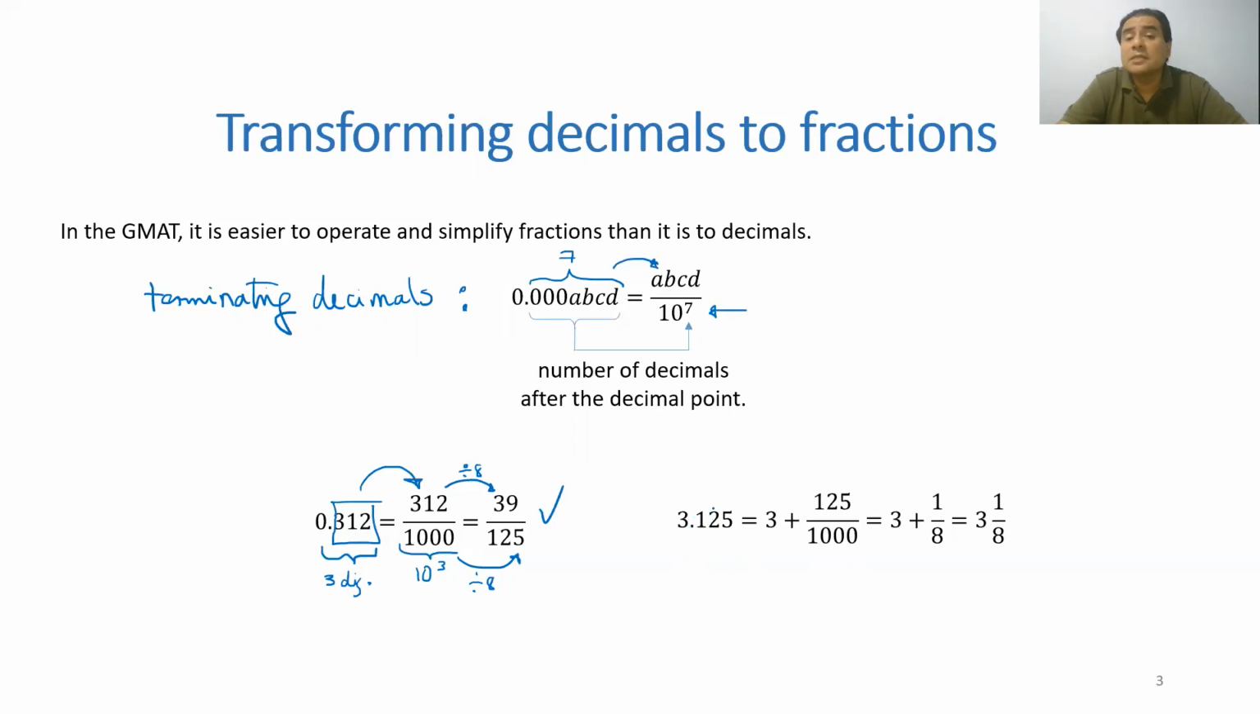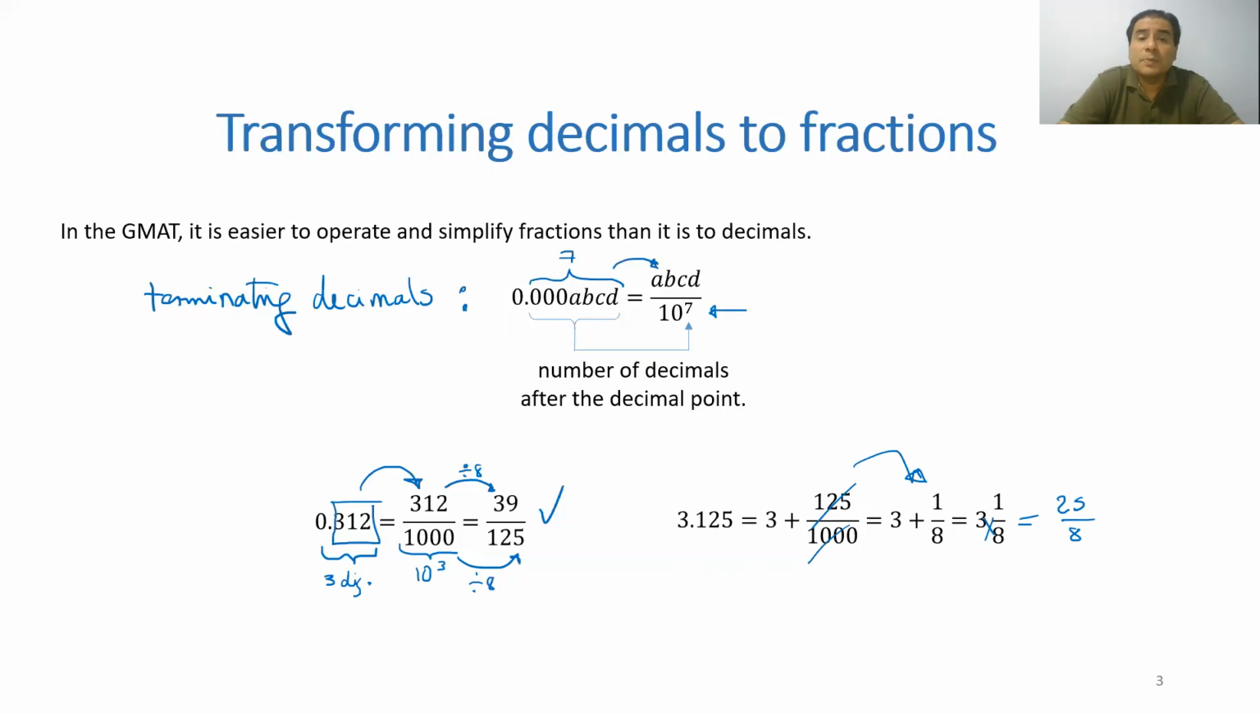Into the two parts. So the pure decimal, which is 0.125, you will convert into a fraction separately, and then you can put them together, because 125 over 1000 gives you 1 over 8. And if you then put it together with the 3 extra units, 3 units plus 1/8, the cross product is 3 times 8 plus 1, which gives you 25 over 8. Okay, so that's it for transforming decimals to fractions.